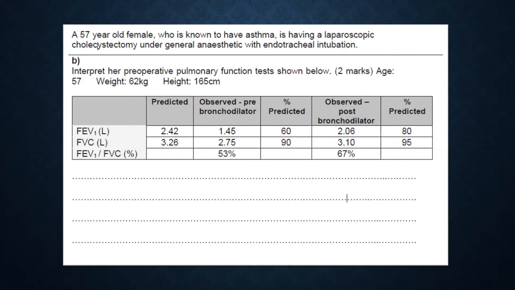So now you're given some patient data, patient parameters. Their age is 57, weight is 62 kg, height is 165 centimeters. And then they have given their FEV1, FVC, their spirometry results basically. Now, you have to interpret her preoperative pulmonary function test, and write it down in here.